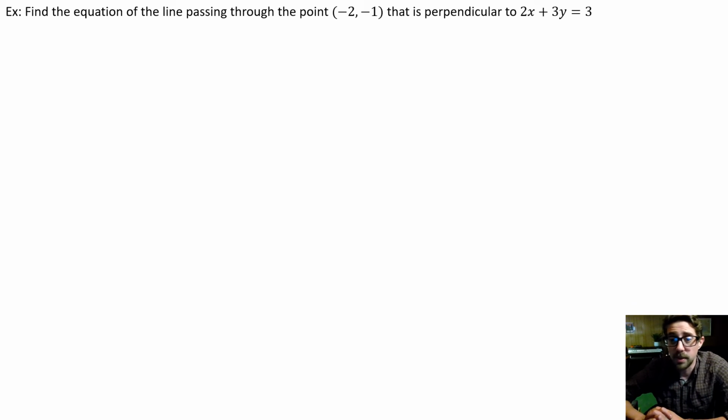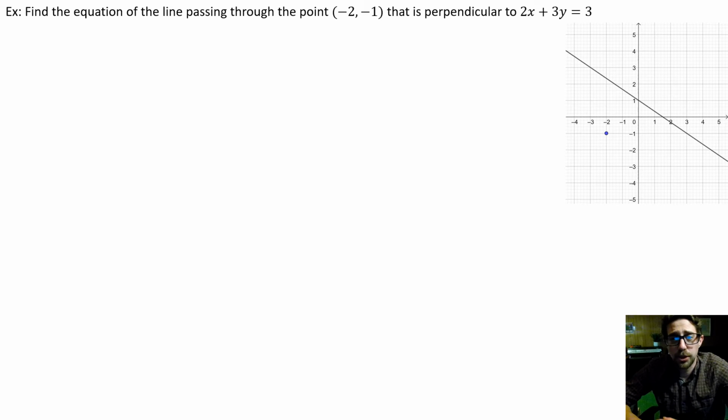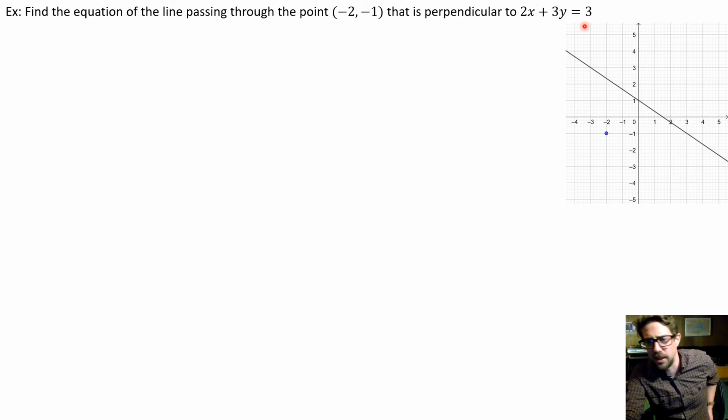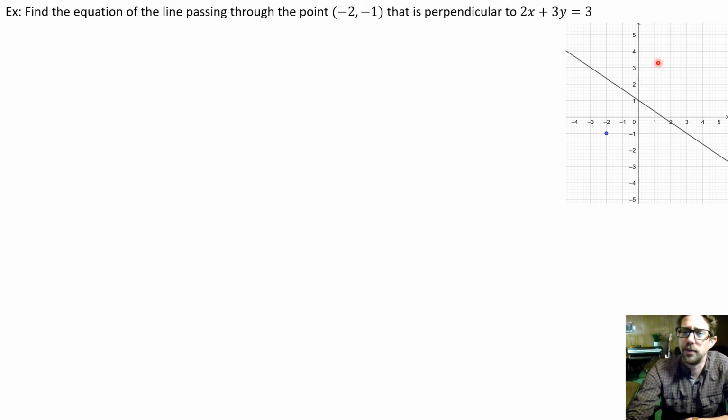Here's an example of something that will most definitely be on the exam. Okay, so we have to put a bunch of stuff together to do this. We're going to find the equation of the line passing through the point -2, -1 that is perpendicular to the line 2x plus 3y equals 3. Let's visualize what we're doing. That's the line 2x plus 3y equals 3. You can graph it when it's just like this if you have a computer graphing thing like I do. If you're going to do it on your TI-84, whatever, you would have to solve it for y. But anyways, that's what it looks like.